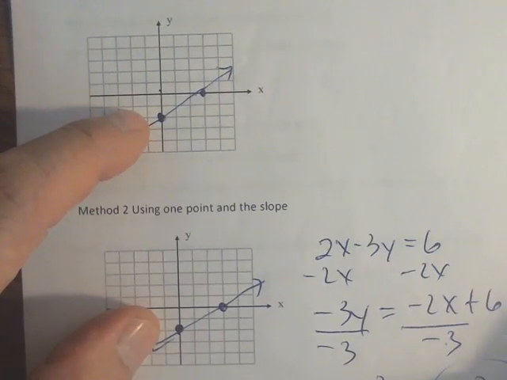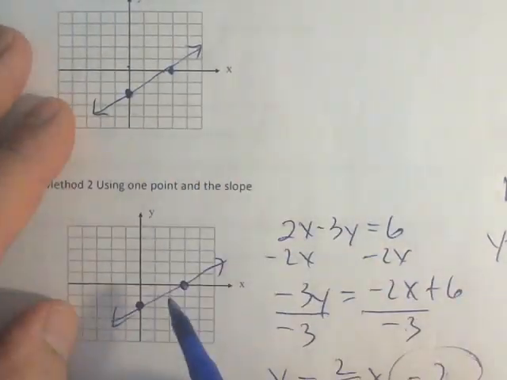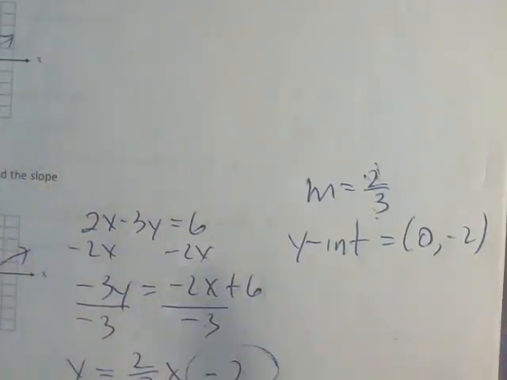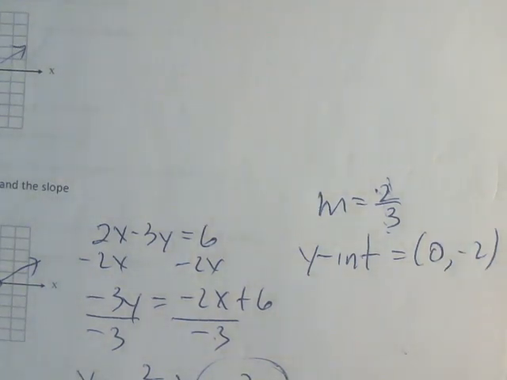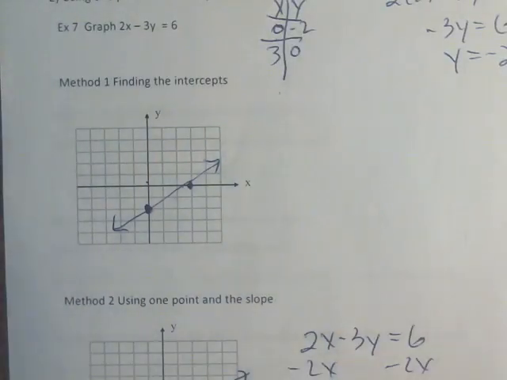But that's just the way this one happened to work. But it's the same line. So you're going to get the same line. It's just 2 different methods to graph it. So what I normally advise is, you choose the method that works for you the best, but sometimes it depends how the equation's set up.